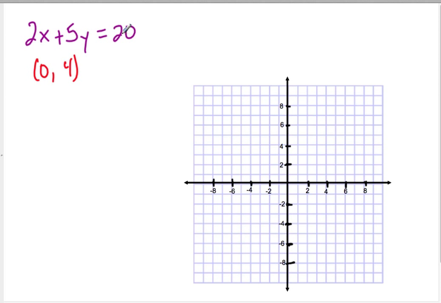To find the other point, I'm going to plug in a 0 for y. And I know that 2 times 10 equals 20. So now I figured 2 points out really quickly in my head. Excuse me, I can make the points right there. I can graph my line in a matter of seconds. So that's how easy it is to use standard form for graphing.